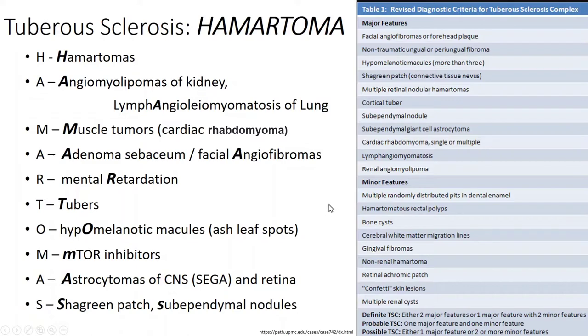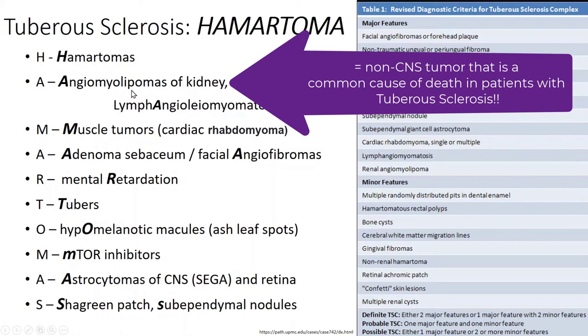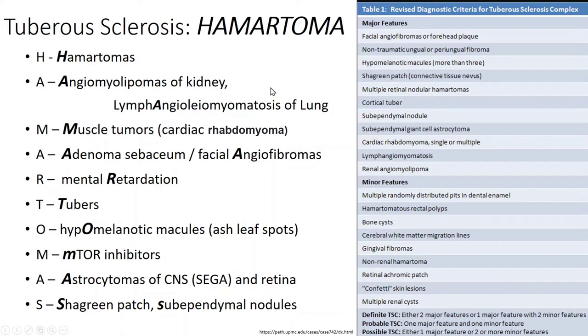So when you think about tuberous sclerosis, you want to think about hamartomas, and that stands for the H. Angiomyolipomas, or AMLs, of the kidney. I call them AMLs, but I try not to do that because then that gets confused with the leukemias. Lymphangioleiomyomatosis of the lung is very interesting. You get these little nodules within the lungs. And then the other thing is that the major treatment for these patients is the mTOR inhibitors. So this is a handy little mnemonic that you can use to remember the major features of tuberous sclerosis.